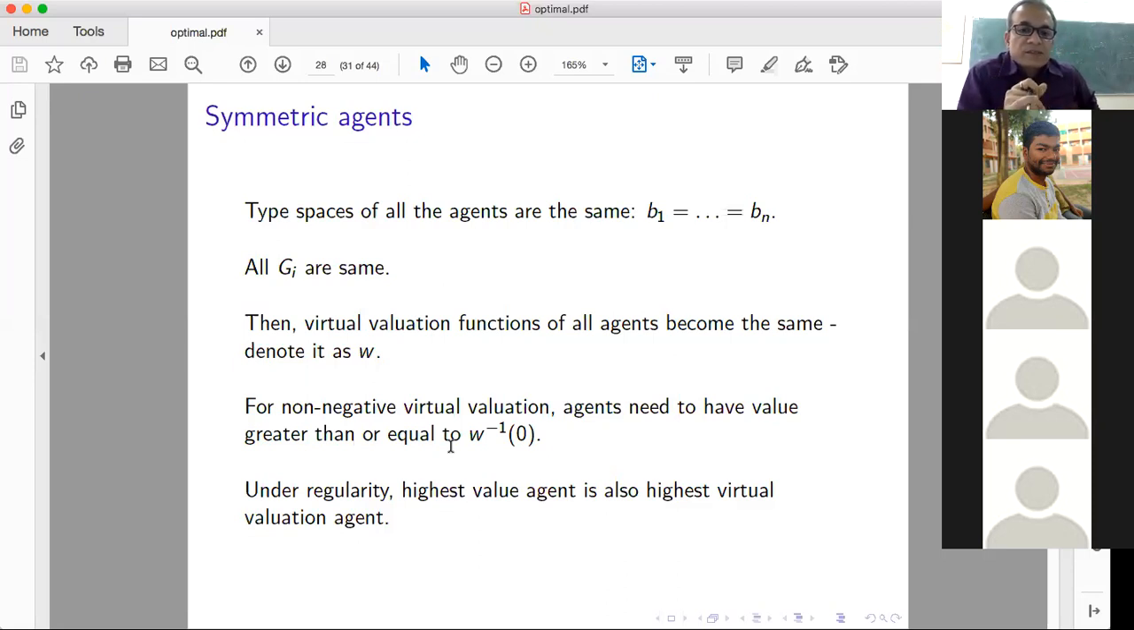the designer will say, everyone report your value to me, and here is what I will do to your values. I will construct from your value this new thing called the virtual value. And if the virtual values are non-negative, then I will consider your values. Otherwise, you are not considered. Once I take the set of bidders who are considered, I will choose the bidder who has the highest virtual value as the winner. That's how it will be used.